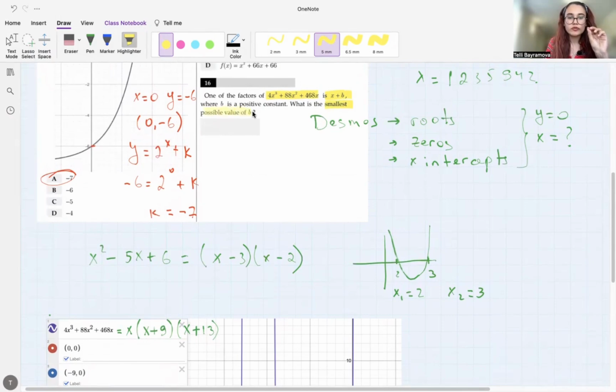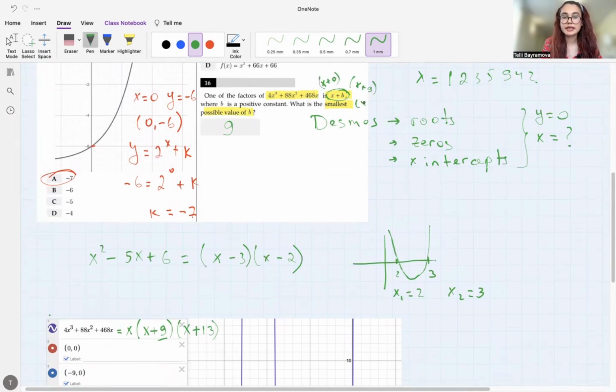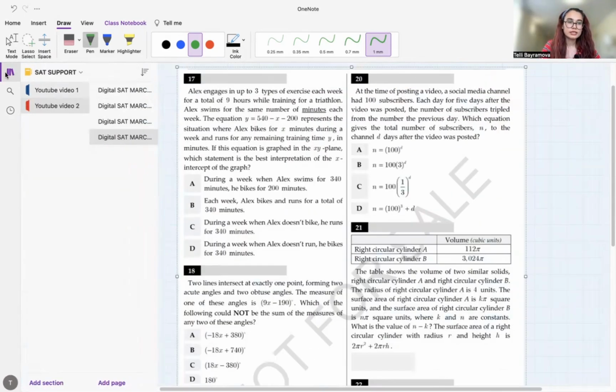The smallest value of b is 9. Don't write 0, because they say that b is a positive constant, so 0 is neither positive nor negative. That's why the smallest one will be 9 and not negative 9, because they say x plus b. It can be x plus 0, x plus 9, or x plus 13, so b can be 0, 9, or 13. Positive constant, that's why it's not 0, it's 9 or 13. The smallest one is 9. Okay, so last questions.